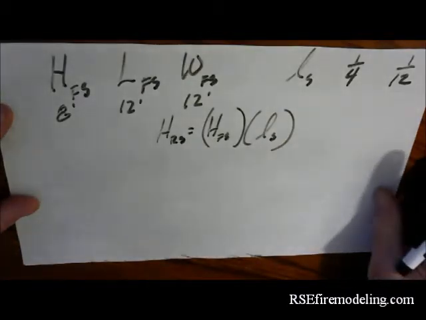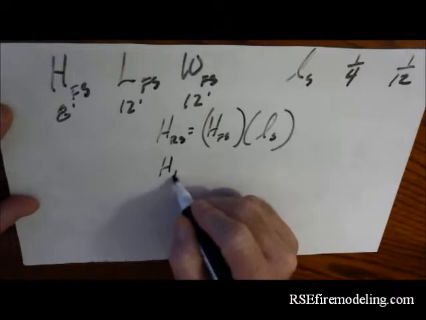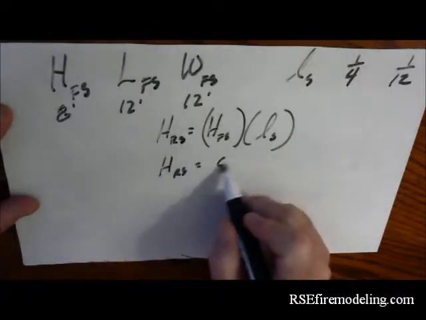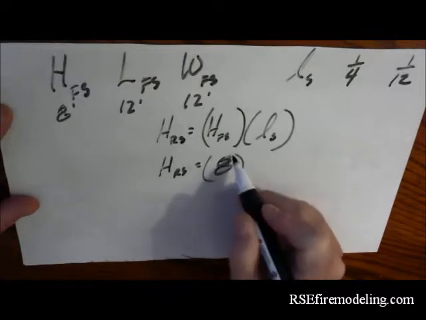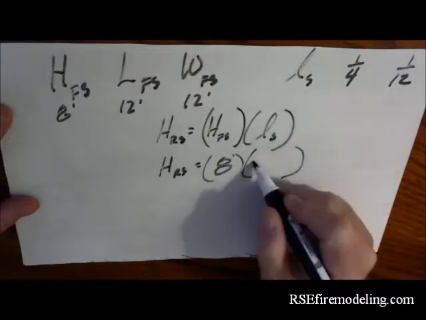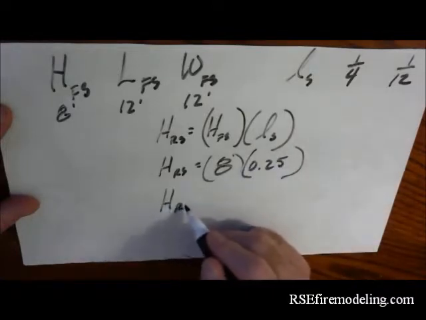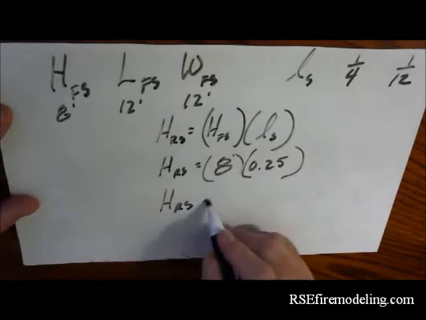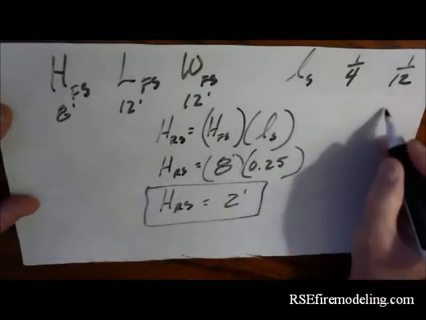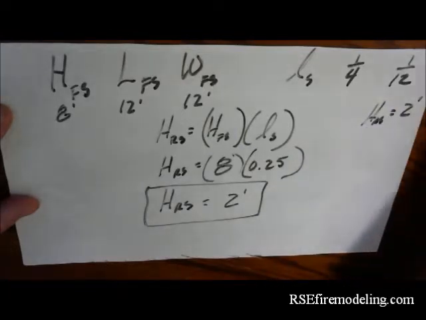Now our rooms and our full scales are typically 8 foot tall, 12 feet in length, and 12 feet wide. So if we use these numbers, the height of the reduced scale enclosure is equal to the height of the full scale enclosure, 8 feet, times our length scale, which is 1/4, 0.25. Therefore, the height of the reduced scale enclosure is equal to 2 feet.